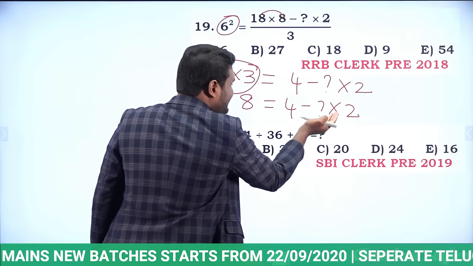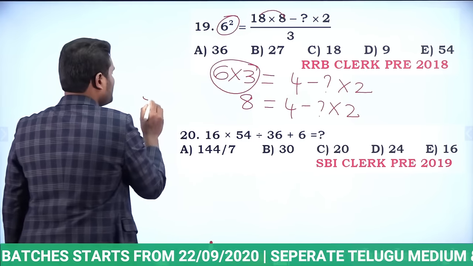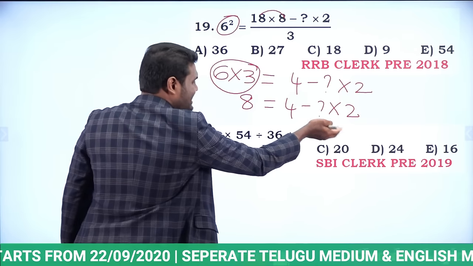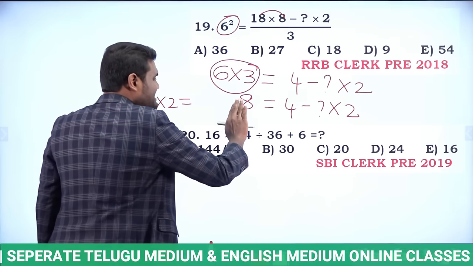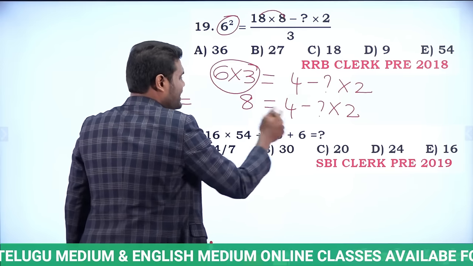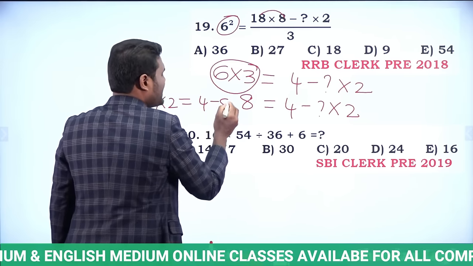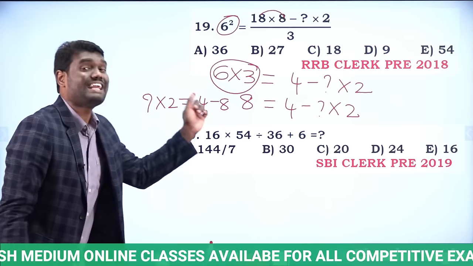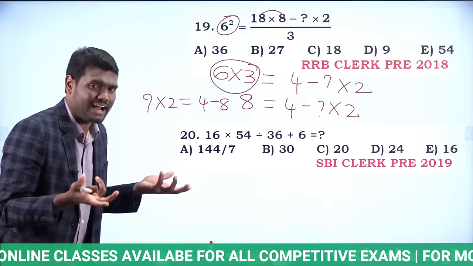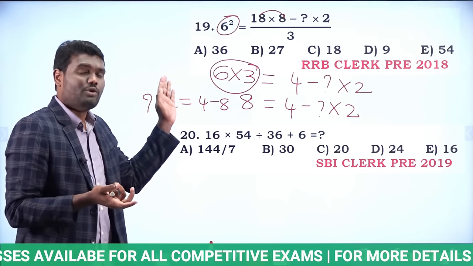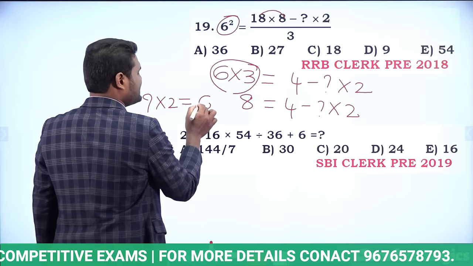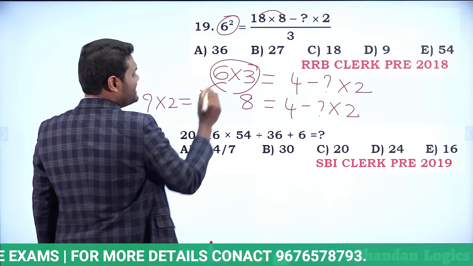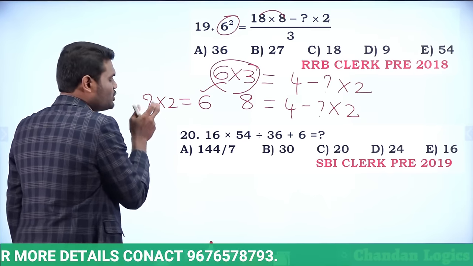Now look here, this is minus question mark into 2. Now what if I take this to the right hand side? Sorry, now this is on the right hand side, take it to the left hand side. This will be question mark into 2 is equal to, when this 8 goes to the other side, it will be minus 8. So now this will be 4 minus 8. 4 minus 8 is the same as 14 minus 8. Why? Because you can't subtract from 4, so for this reason you need to borrow. Now this will be 14 minus 8, which is nothing but 6. Now the right hand side last digit is 6. Left hand side last digit should be 6.